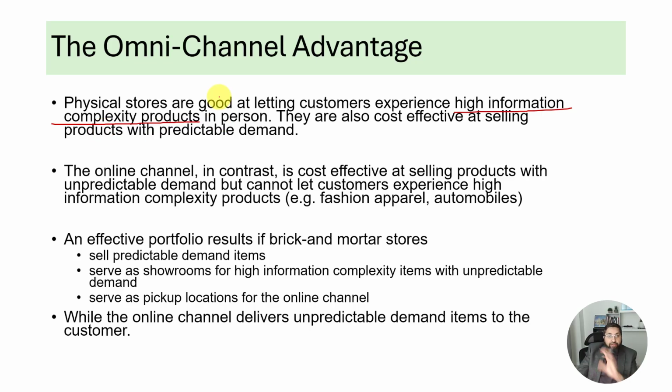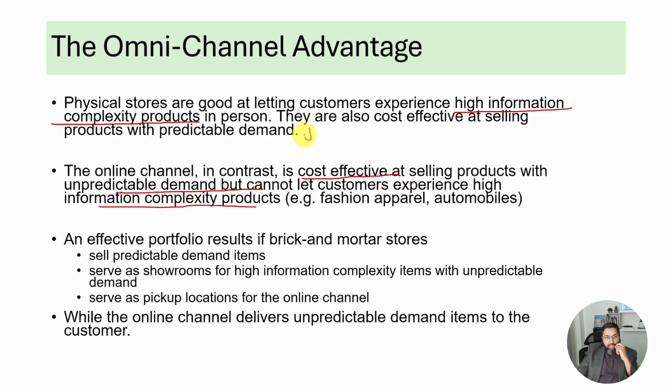For that, physical stores are awesome, right? Which is why all of jewelry shopping has not moved online. All of appliance shopping has not moved online. All of clothing and shoe shopping has not moved online. Okay. The online channel is very cost effective at selling products with unpredictable demand. But it doesn't work well with informationally complex products.